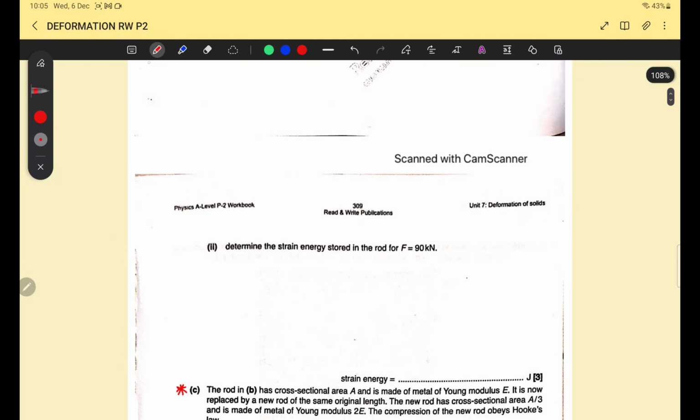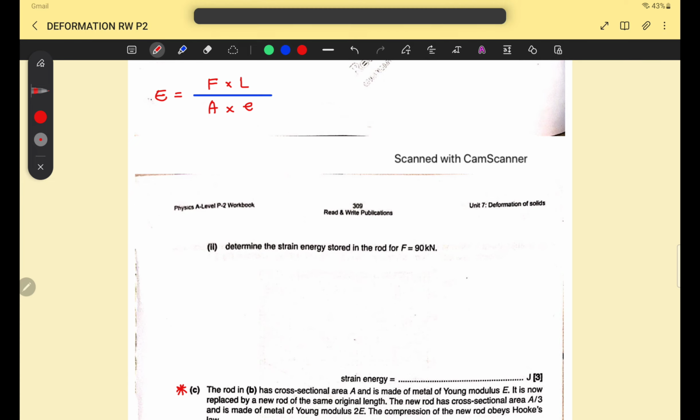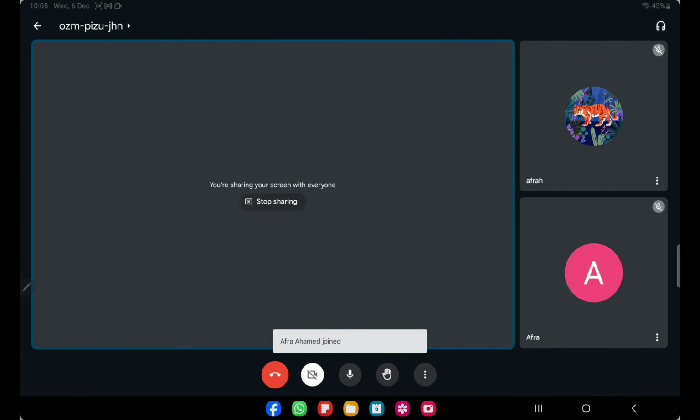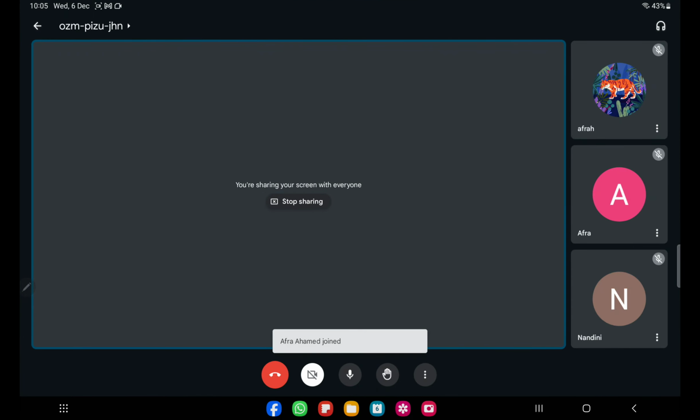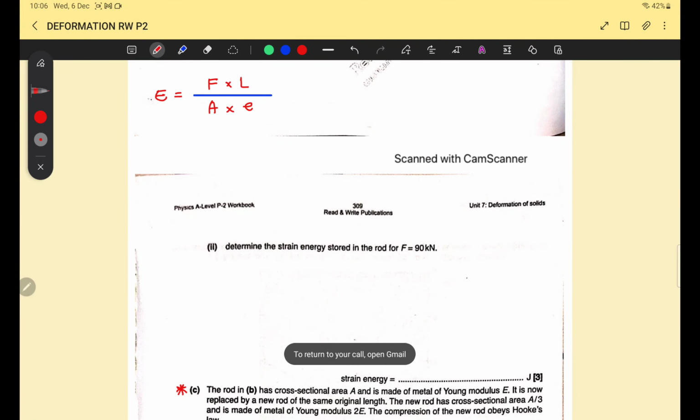Let me explain. The topic is the Young modulus equation. You know that Young modulus is force per unit area over extension per unit length. It is the Young modulus equation. Achha beta, in this equation, if you are given the force value, length value, area, and any other quantity, then you can calculate the unknown from the equation.